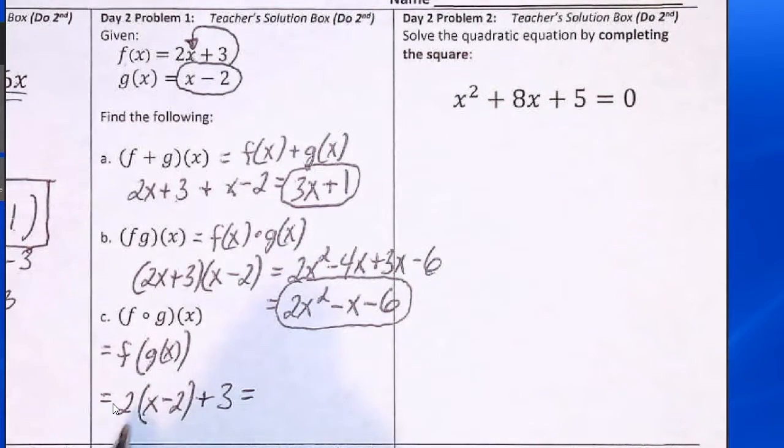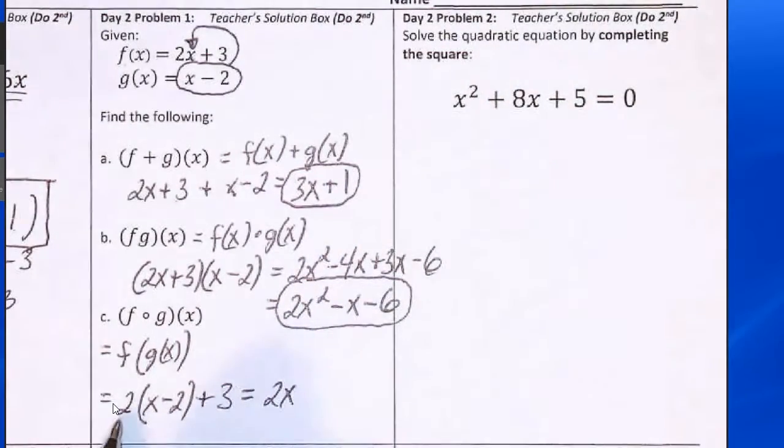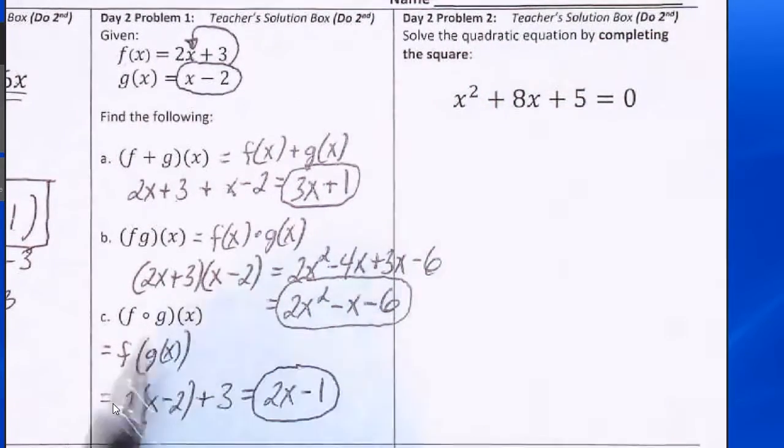Let's simplify this. 2 times x is 2x. 2 times negative 2 is negative 4. And negative 4 plus 3 is a negative 1. So the answer for this composition of functions is 2x minus 1.